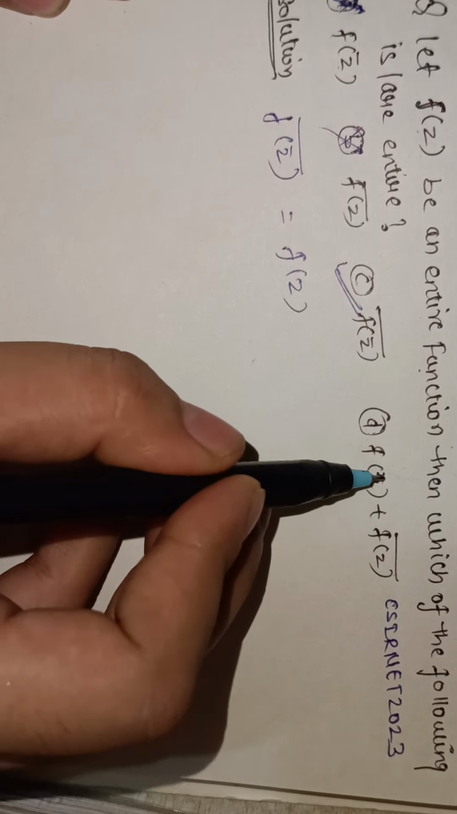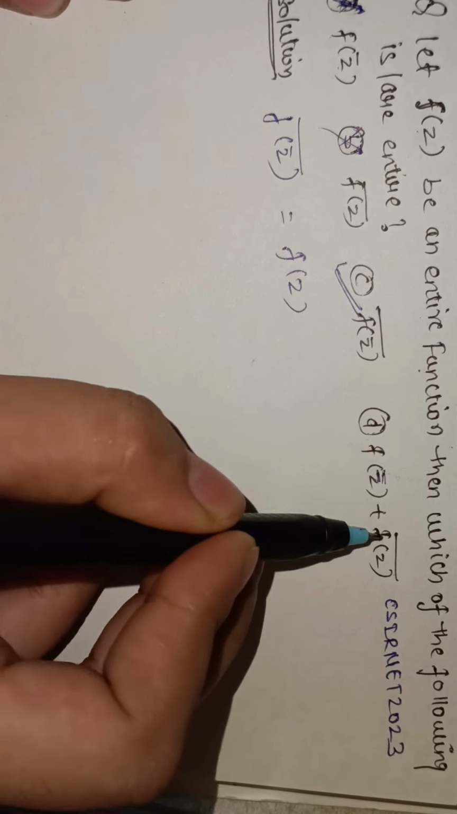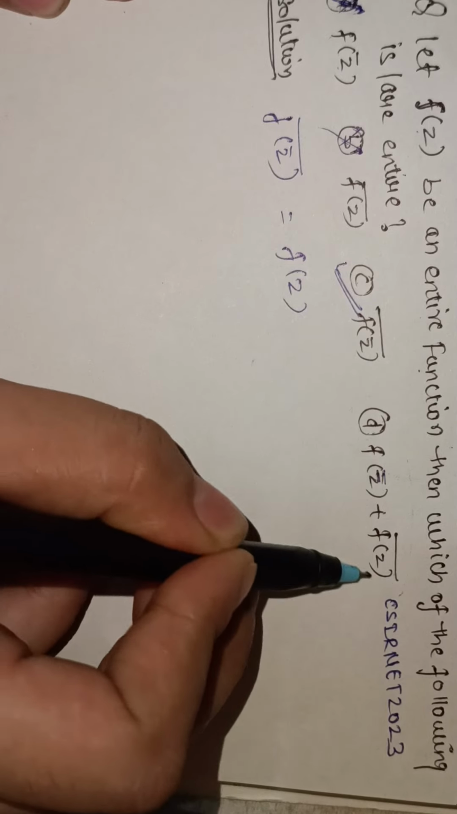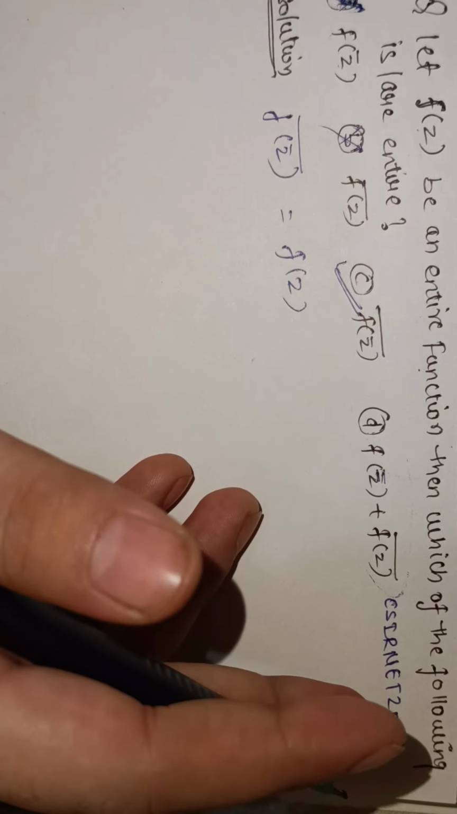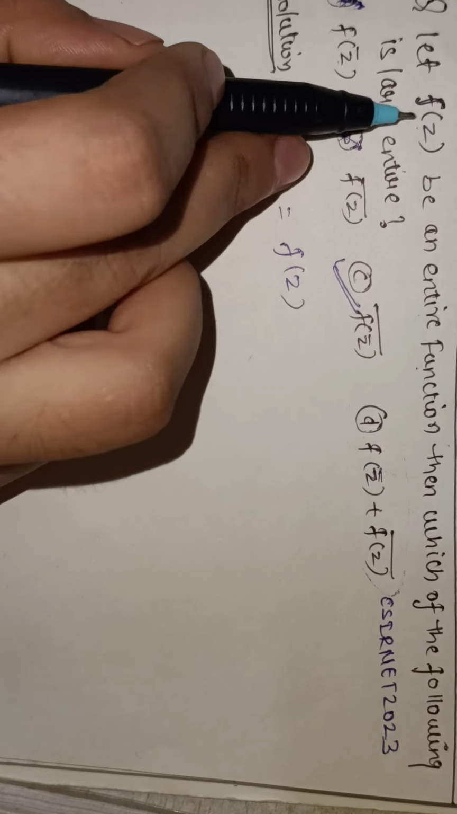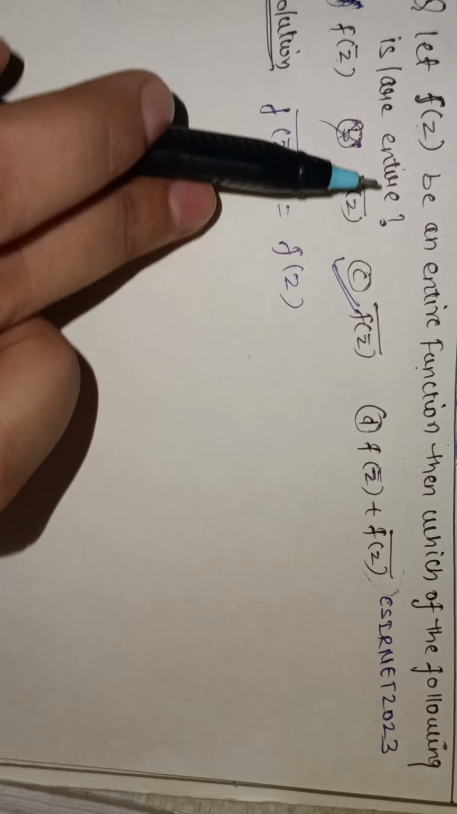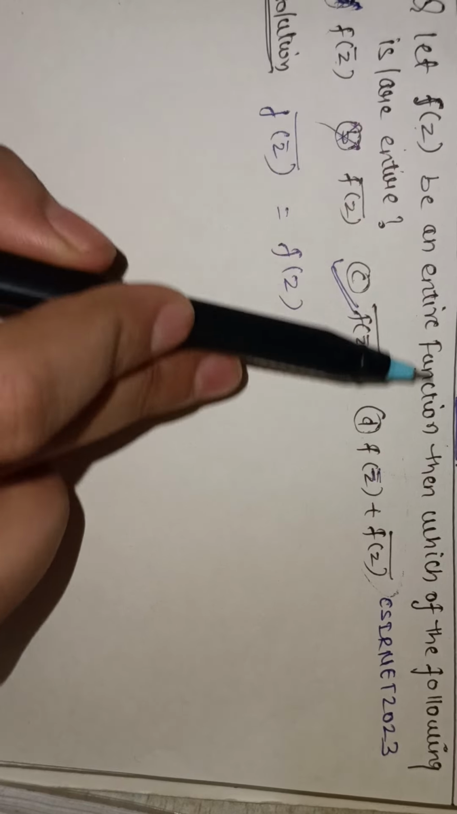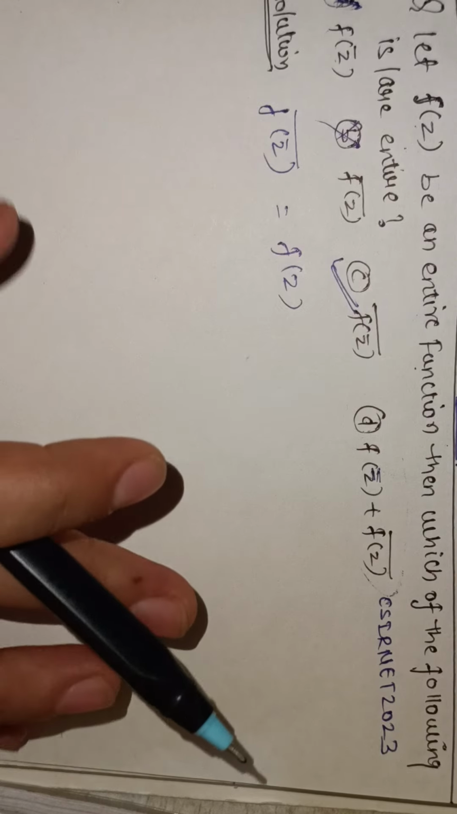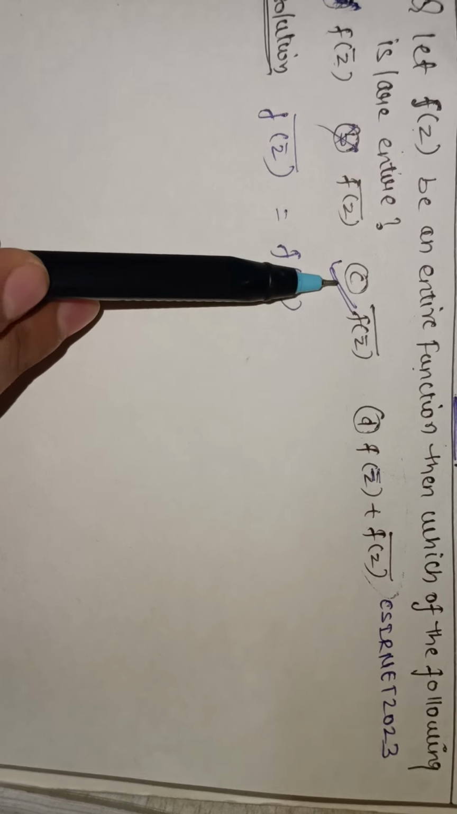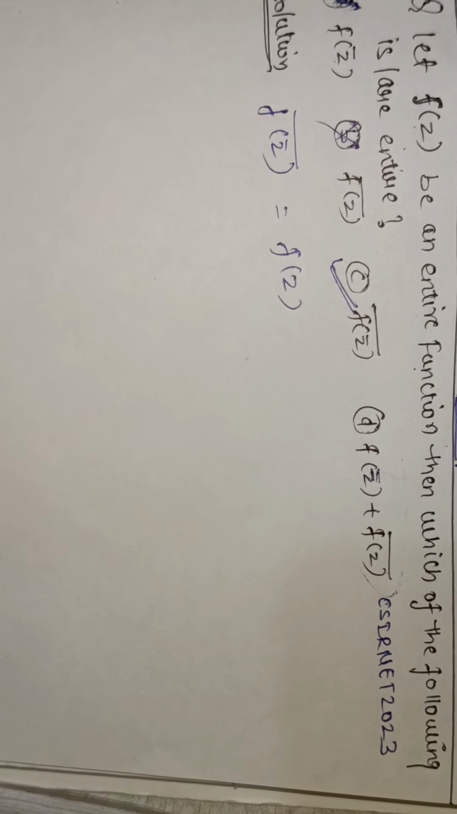And this is also not entire, because the conjugate of an entire function is not entire. If the conjugate of an entire function is entire, then the function is constant. So here the constant condition is not given. So option C is correct, and the rest of the options are false. So this is a simple statement-based question asked in CSIR NET 2023. So this is the solution of this question.